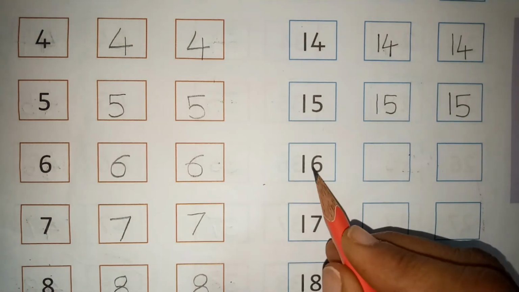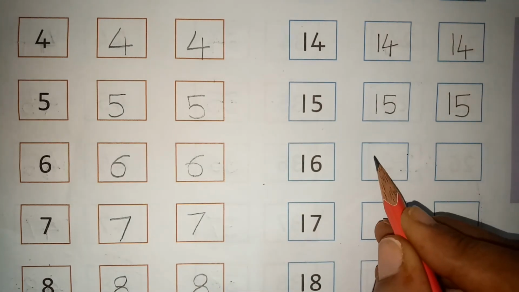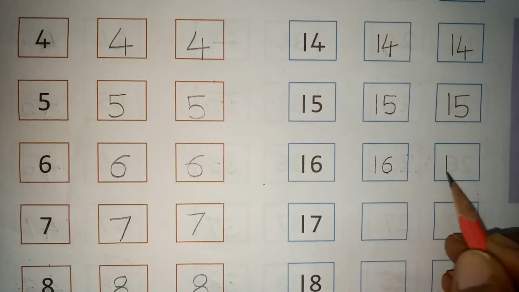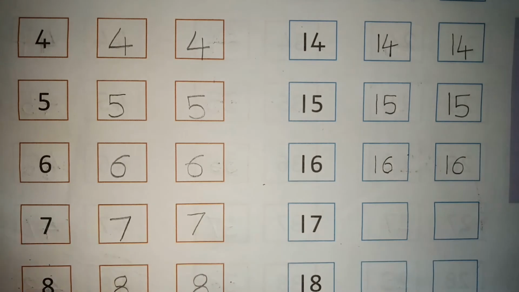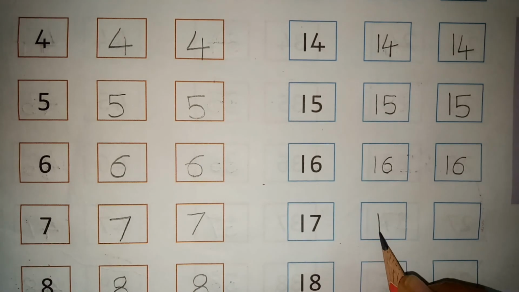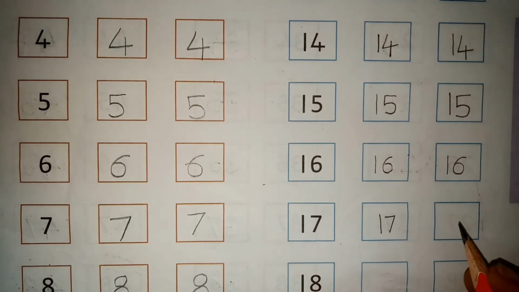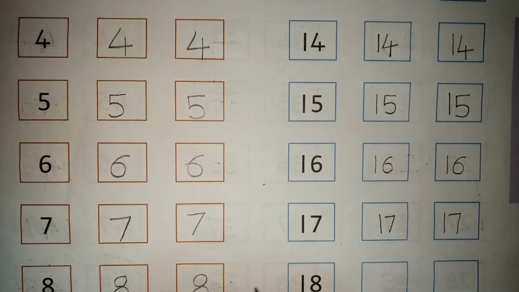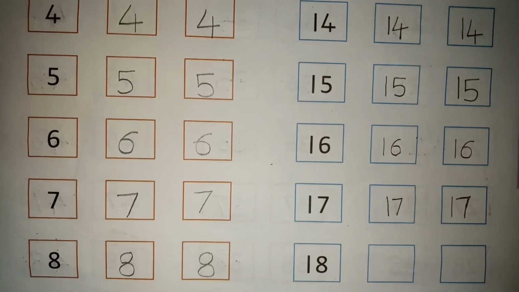Number 16. 1, 6, 16. Yes. What we need? We need number 17. 1, 7, 17. 1 and a 7. 1, 7, 17. Number 18. What comes after number 17?